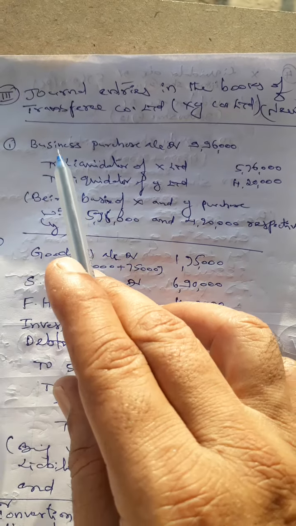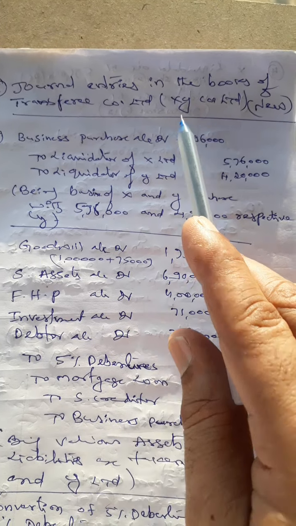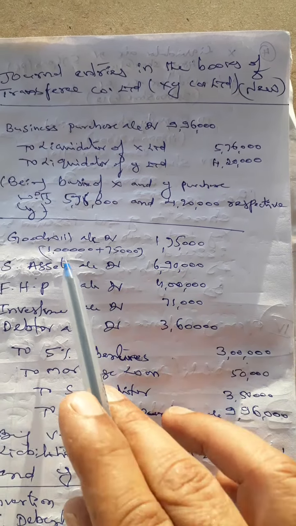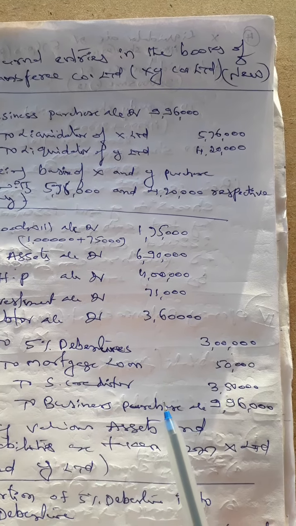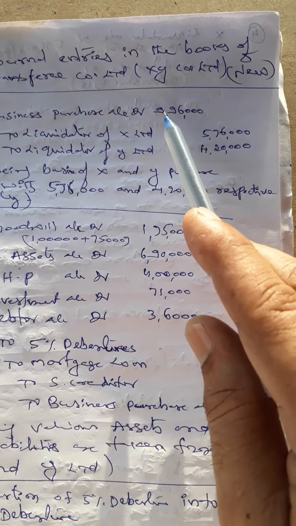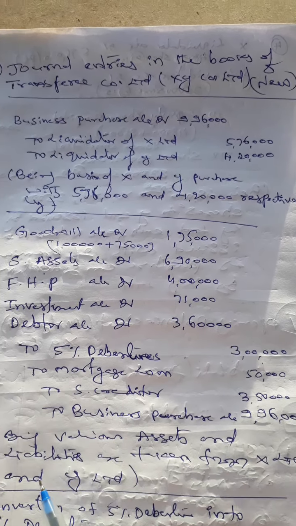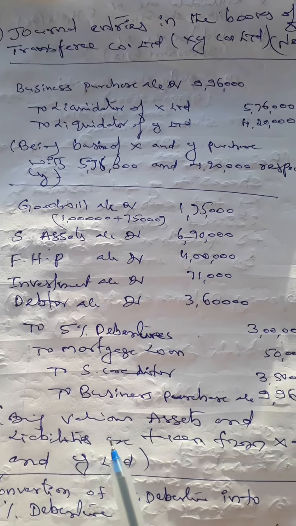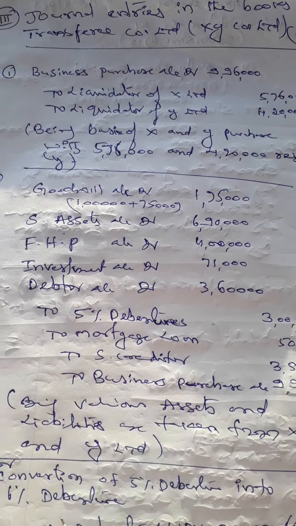So we take all these over from the old companies as part of the business purchase. That is why I debited the business purchase account earlier, and for the cancellation we credit the business purchase account with 9,96,000, which is equivalent to this. Being various assets and liabilities taken over from X Limited and Y Limited.